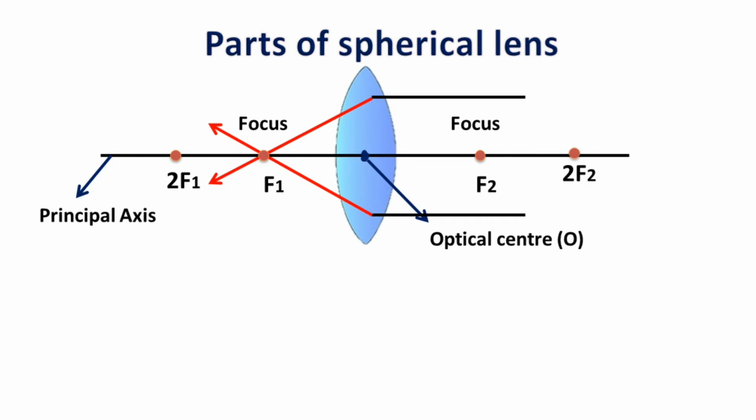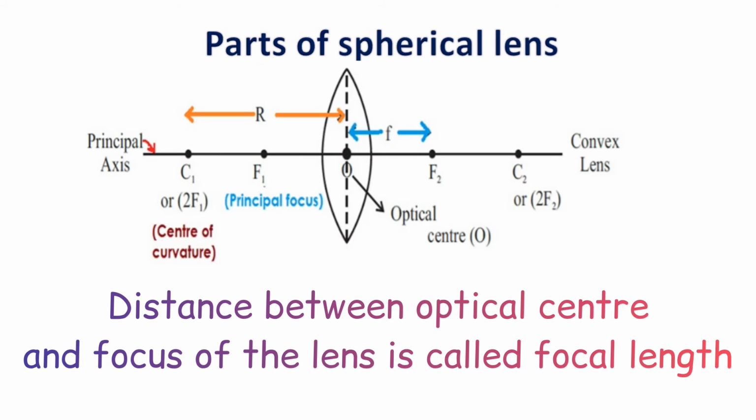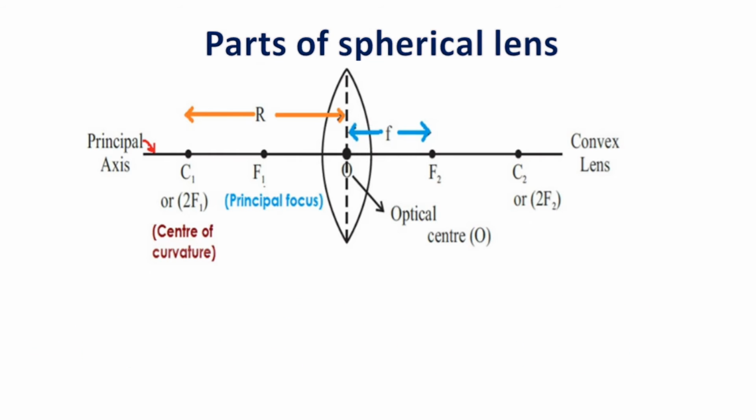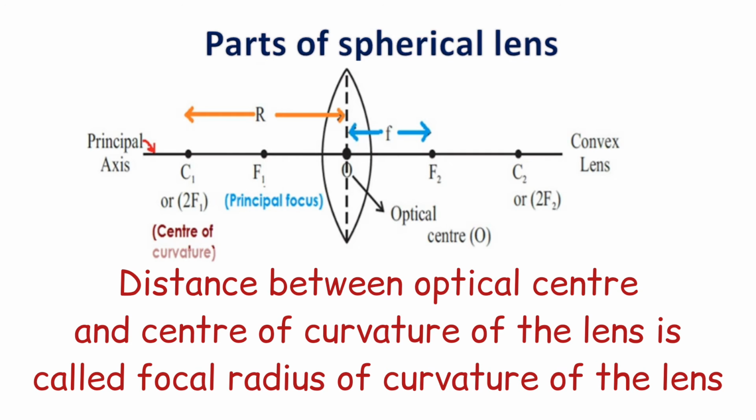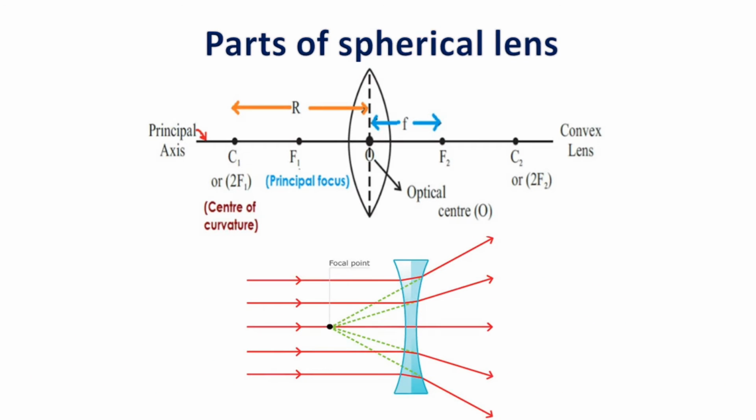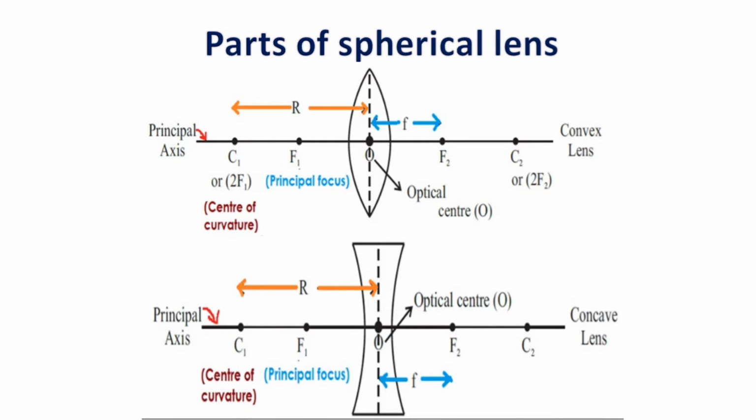The focal length of a lens is the distance between the optical center and the principal focus of the lens. And the distance between optical center and center of curvature is called the radius of curvature, which is generally denoted by the letter R. All these parts mentioned for a convex lens are also applicable to the concave lens. It also has an optical center, principal focus, center of curvature, focal length and radius of curvature.